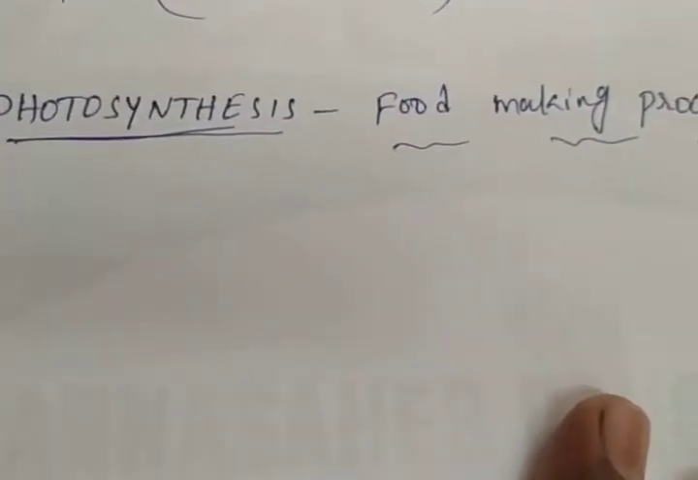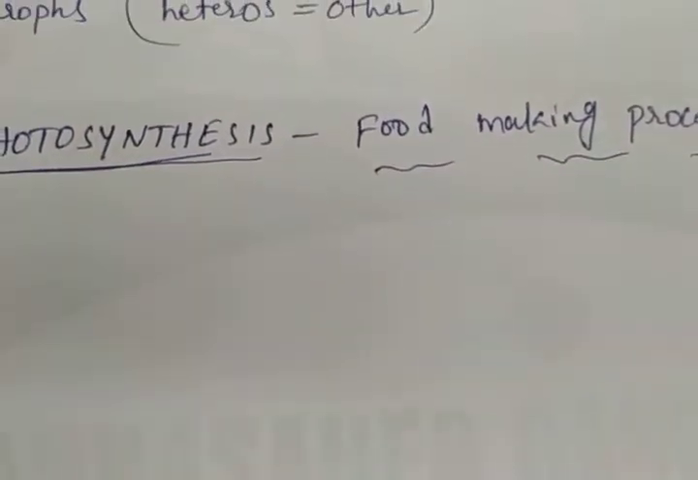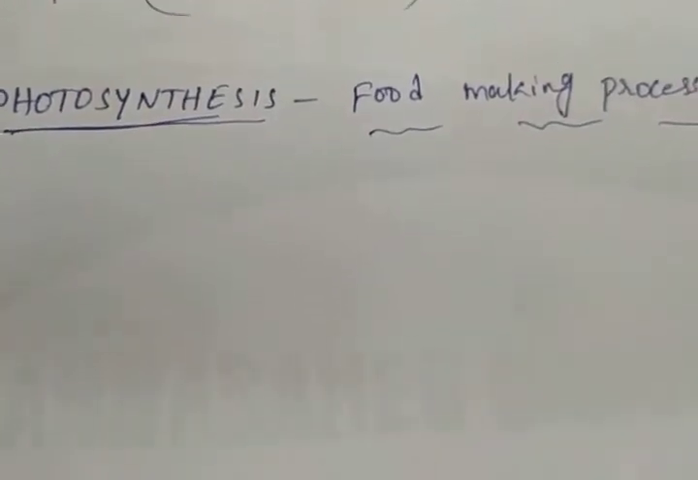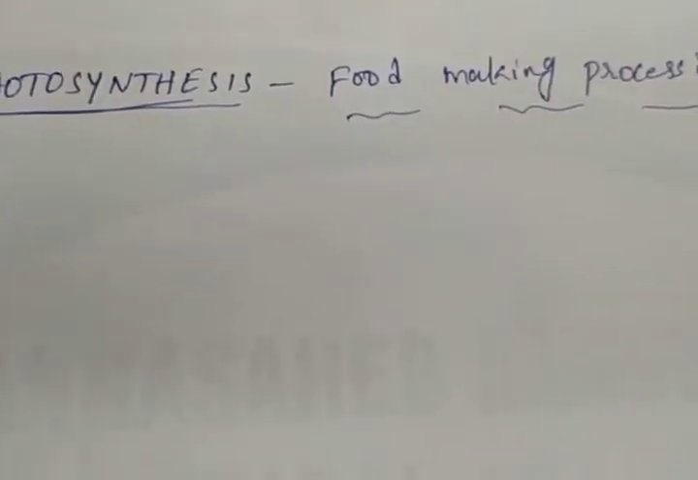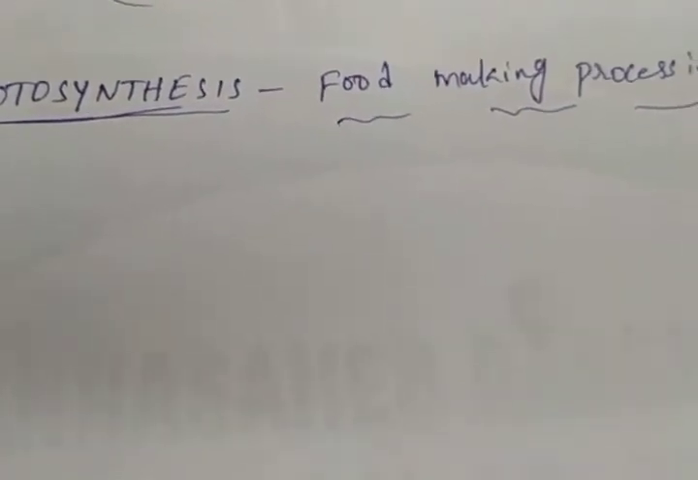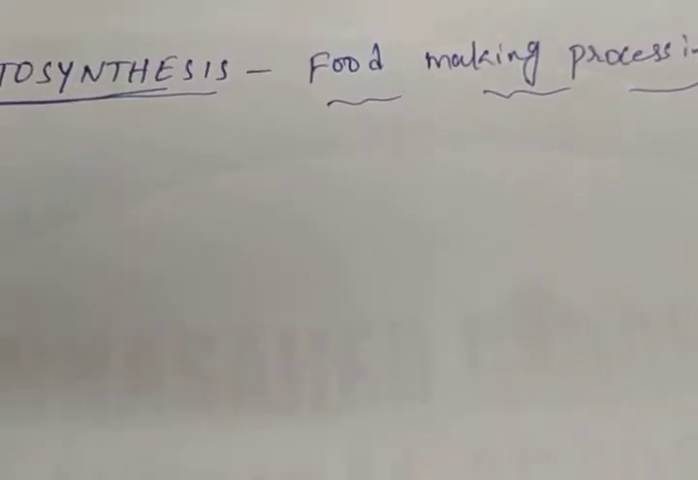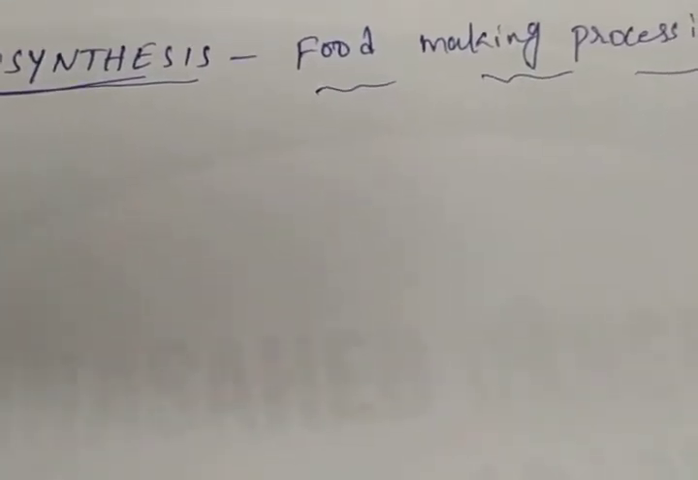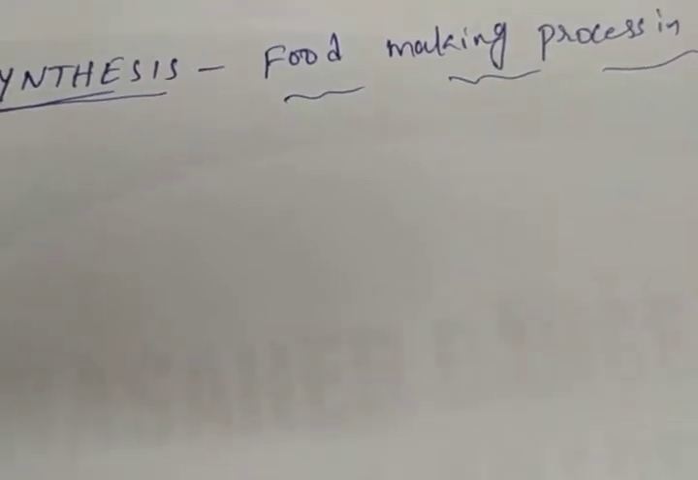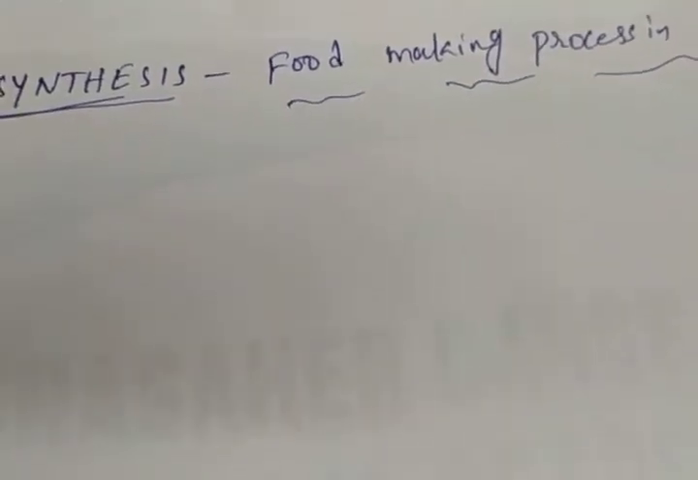Okay, what is photosynthesis, the food making process in plants? Now here, leaves are the food factories of plants. Generally, in the plants, what are the food factories? Leaves. Therefore, all the raw materials must reach the leaf. Water and minerals present in the soil are absorbed by the roots and transported to the leaves.